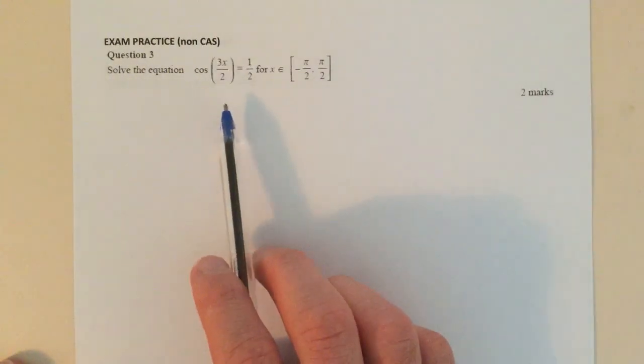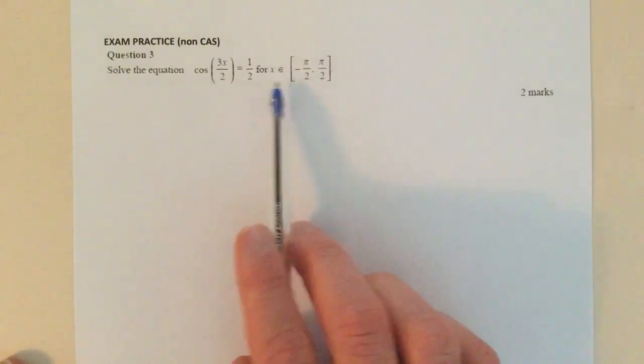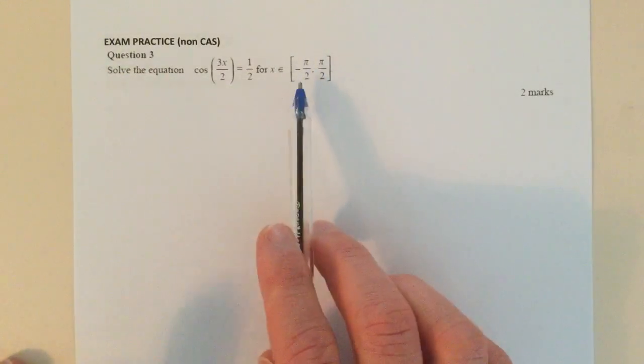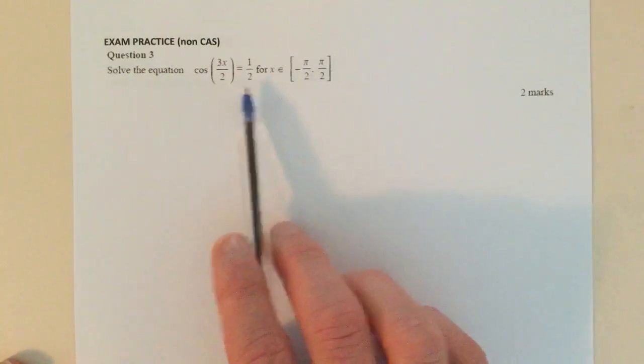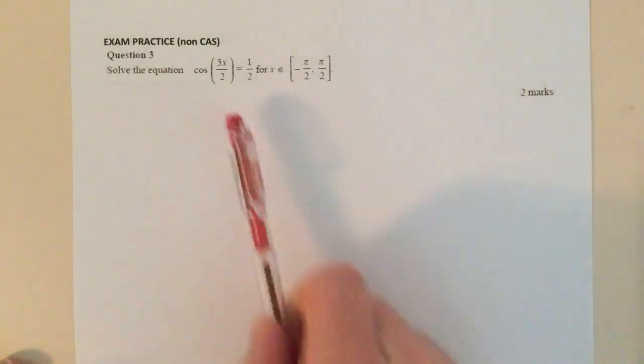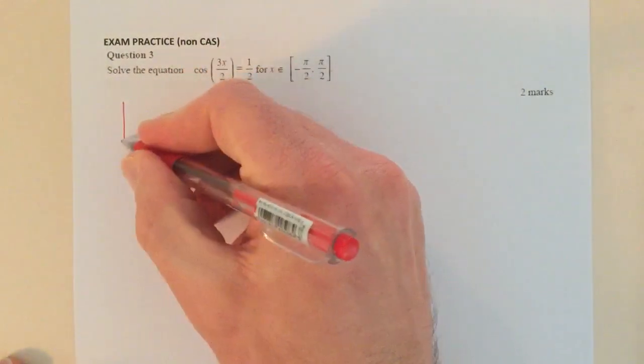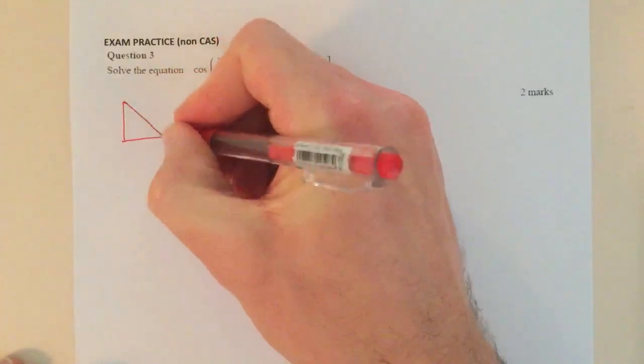Pretty similar to the previous ones we've done. We've got cos of an angle equals a half. Given a domain here that we have to pay attention to know where our final solutions can exist. But our first step is to go, okay, well, we have cos of angle equals a half. So what is our first quadrant angle, or what is our base angle?